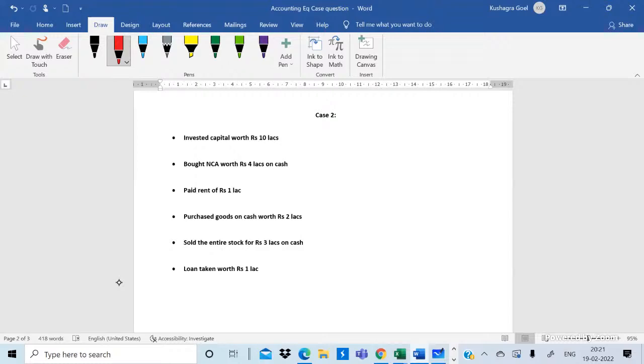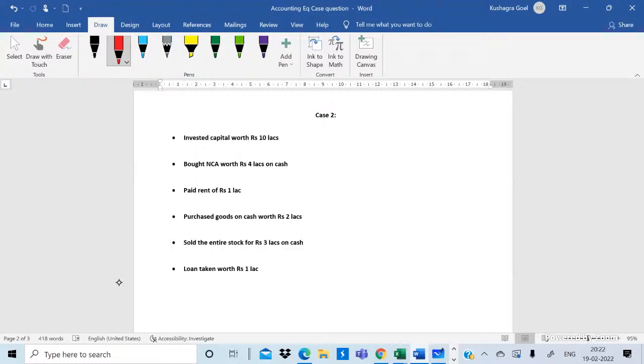Then you're saying that you sold the entire stock for 3 lakhs. So that stock, which was worth 2 lakhs till yesterday, will no longer be there with you because you're selling it. So that stock balance will go down. So you'll say stock on the asset side will become minus 2 lakhs. You will get cash worth 3 lakhs. And something which was worth 2 lakhs, you sold it for 3 lakhs, which means you made a profit of 1 lakh. So this profit, you will show it on the reserves and surplus.